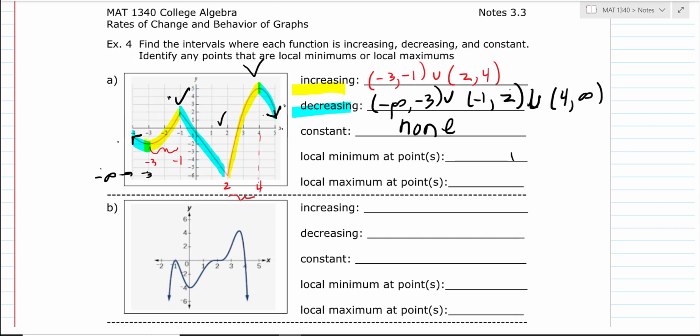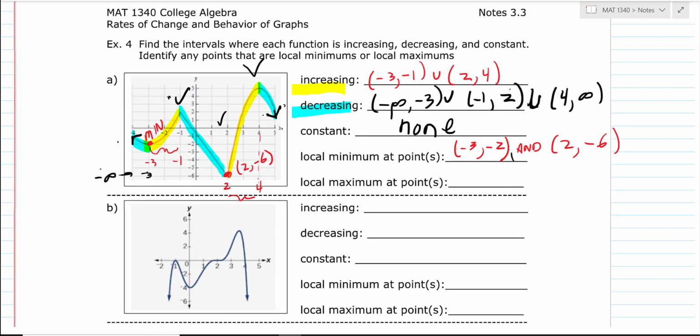So what I'm going to do is, this is a minimum right there, at that point right there. That point seems to be (-3, -2). Okay, so that's one of your minimums. The other minimum is right here. That looks like the point with an x value of 2 and a y value of -6. So you do have two minimums on that: (-3, -2) and (2, -6).